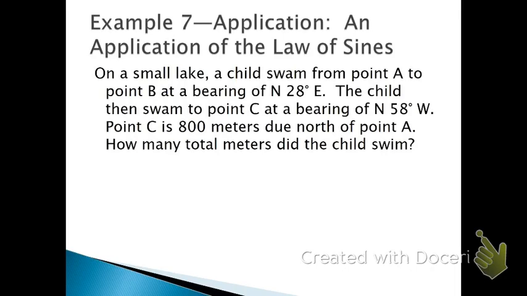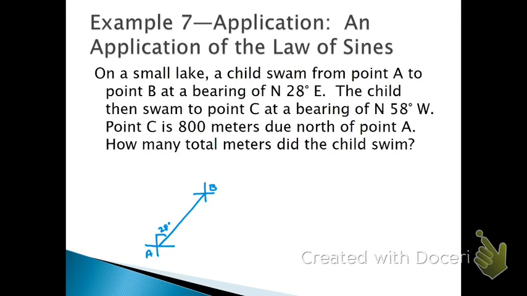All right, so let's sketch this out. So I'm going to start low because I noticed that he's swimming north. So let's start down here. And he's going north towards the east, 28 degrees. So we're going to draw a line here, and we know this angle right there is 28 degrees. So he goes to point B, so this was point A. He goes to point B here.